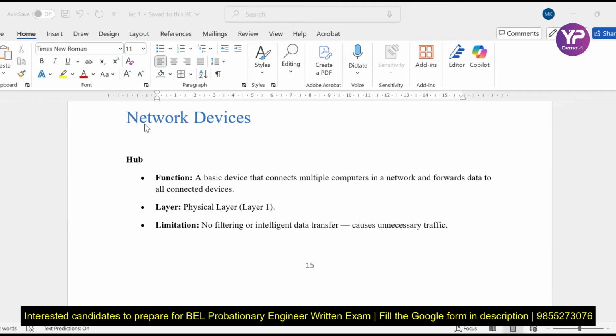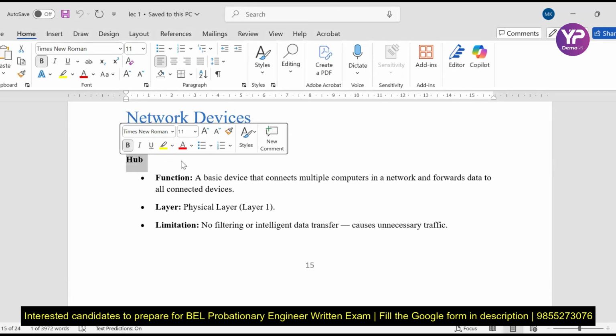So the first one is hub. What is the functionality of hub? It is a basic device.